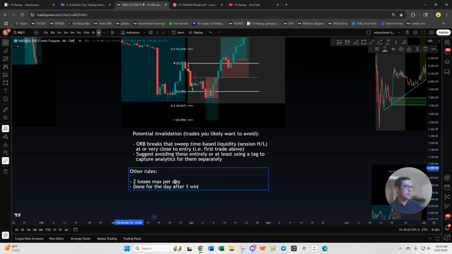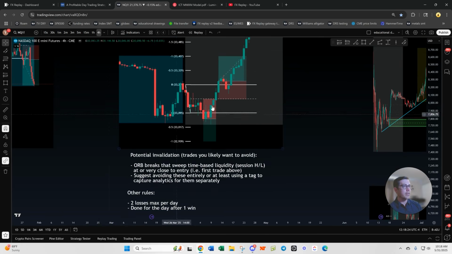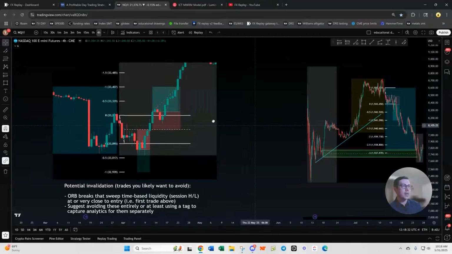And then same thing after a win, you're done. We're not going to wait for another ORB trade if we catch a short trade and want to catch a long trade after. Just one win per day, and then we're done. So those are the basics for that.